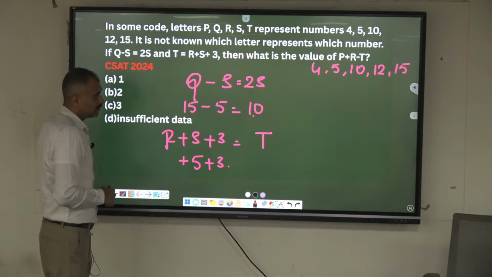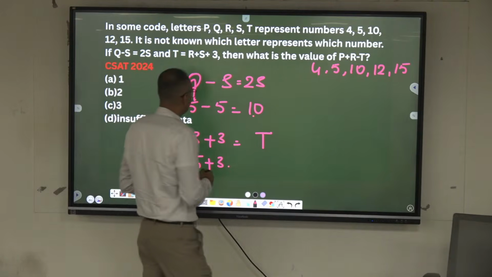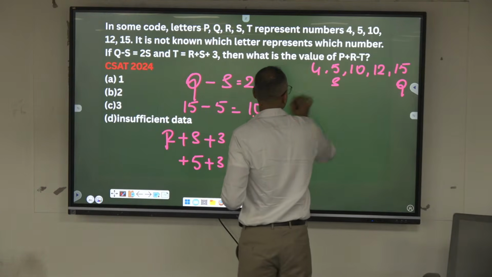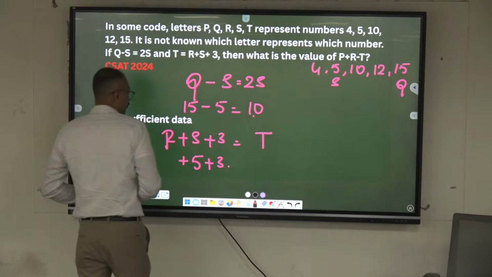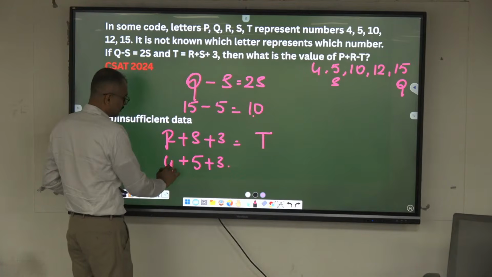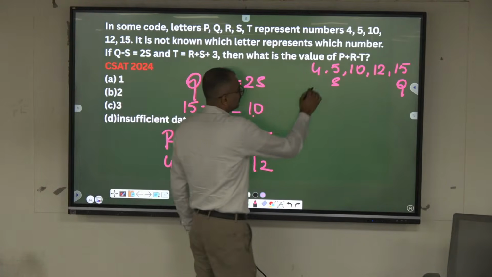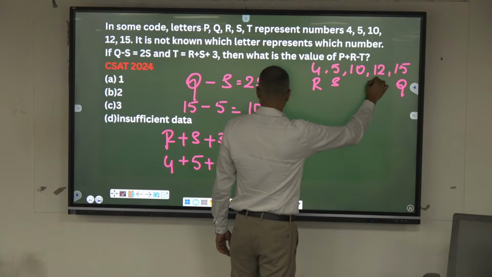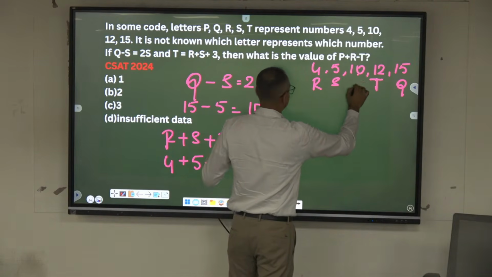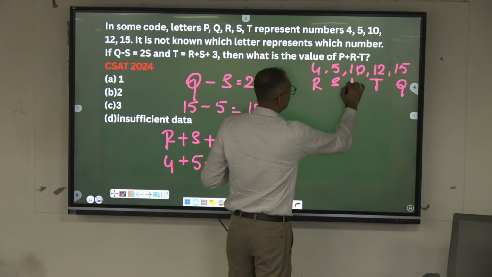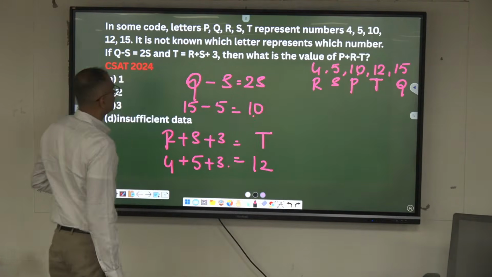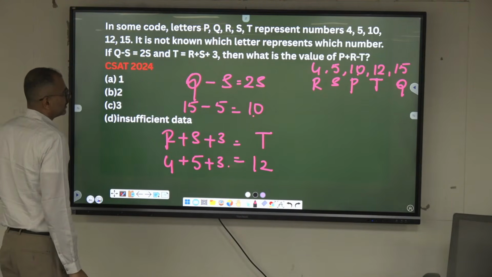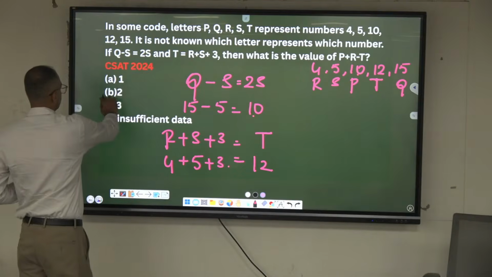They are distinct digits. We already have S here. Q and S. R is 4. So T has to be 12, right? Remaining is P. What has been asked? What is the value of P plus R minus T?